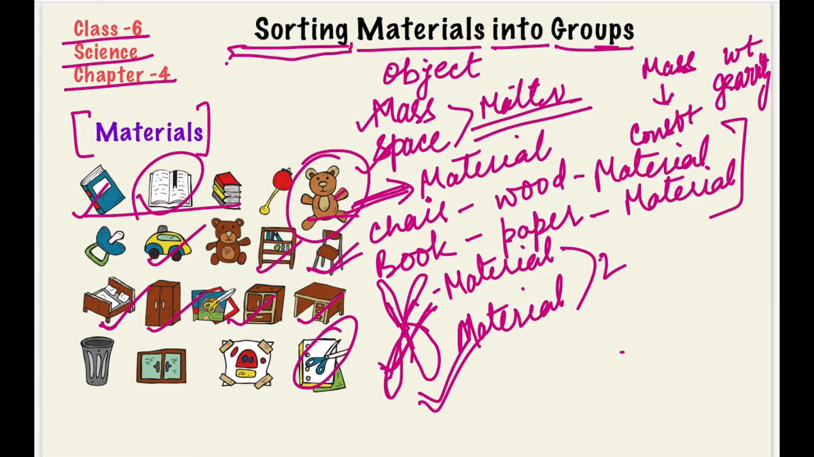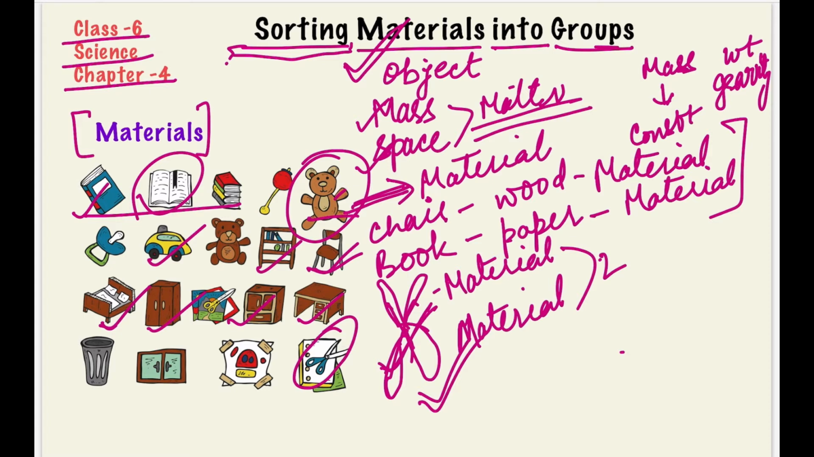Like in other ways you can understand, in your class some children would be good in drawing, some children would be good in playing cricket or some other game. So the teacher can divide them into different groups. Likewise, materials also we sort into different groups based on their properties. So in this chapter we would discuss the properties and we would sort them into different groups.